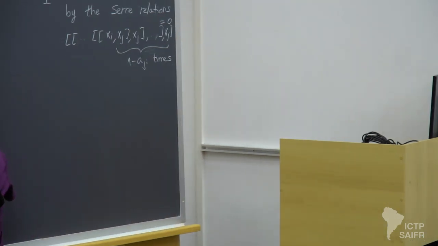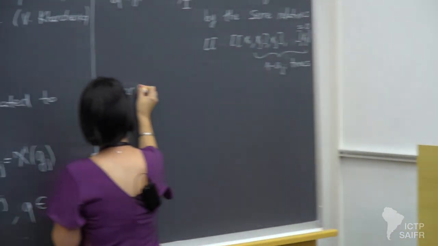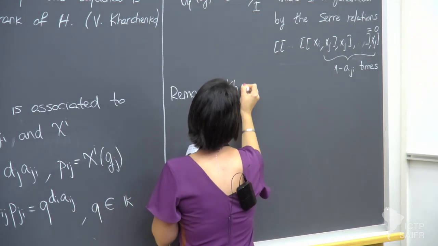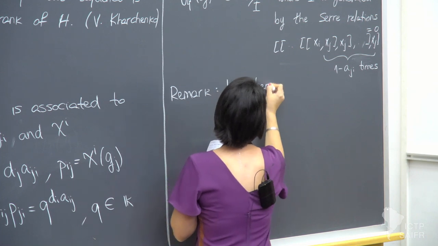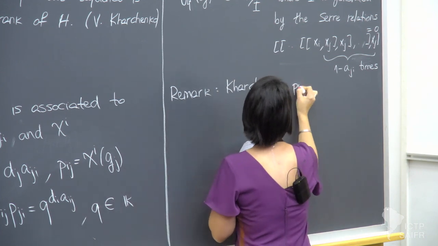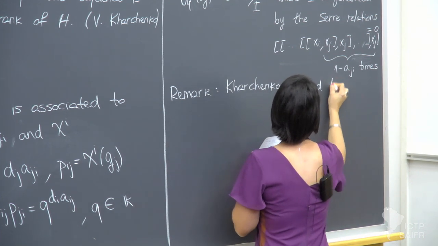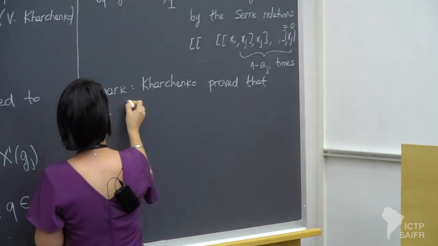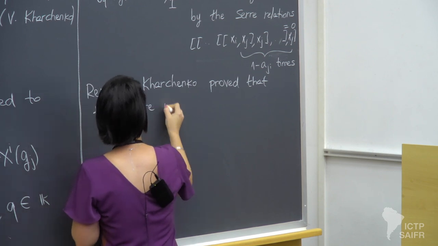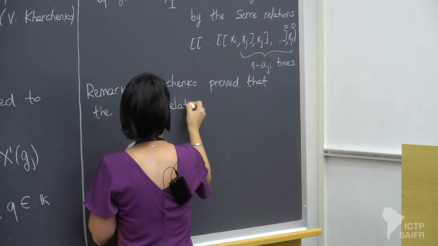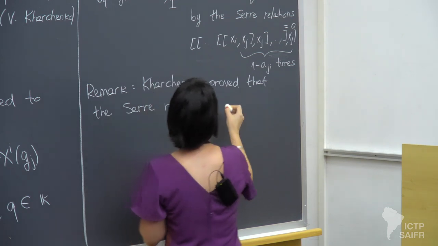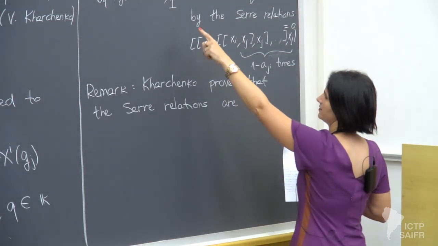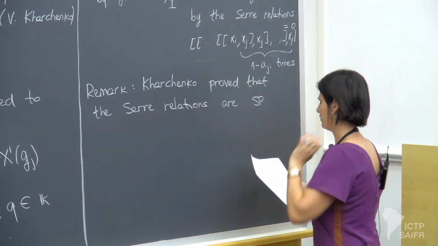Remark. Also, Heckenberger proved in general that the set relations are skew primitive. So I is a Hopf ideal, and this is well defined.